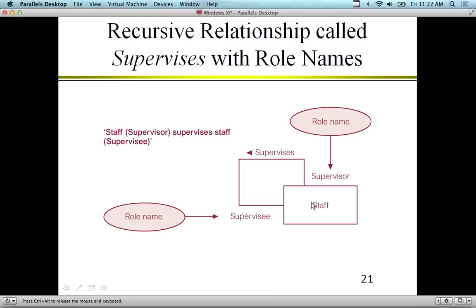So the way you draw it doesn't really matter, as long as you put the role names out there. So they have the role name Supervisee. So staff, a supervisor supervises staff, or they supervise supervisees.